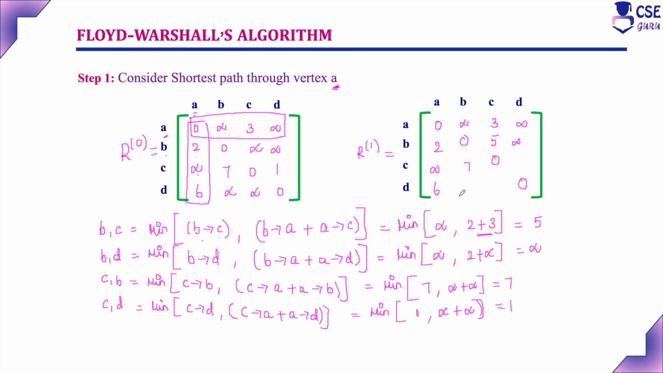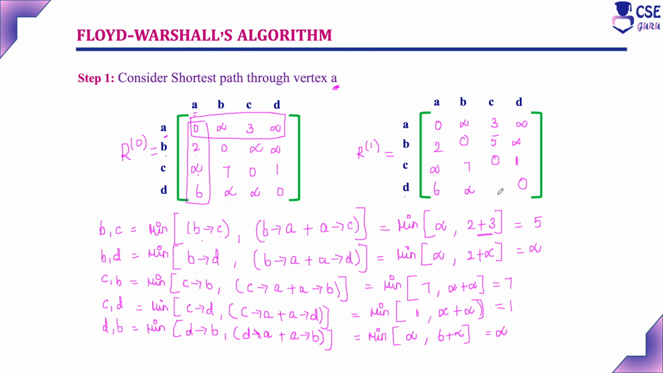Similarly for D to B and D to C. So, minimum of D to B is infinite, D to A plus A to B. D to A is 6 and A to B is infinite. So, 6 plus infinite, we will get infinite only. So, here we need to fill infinite only.